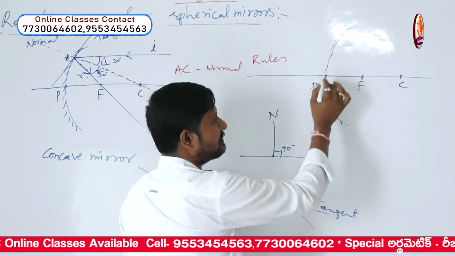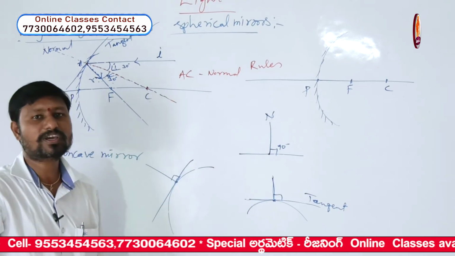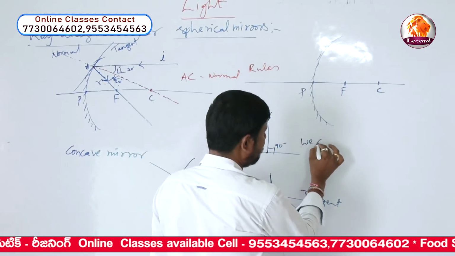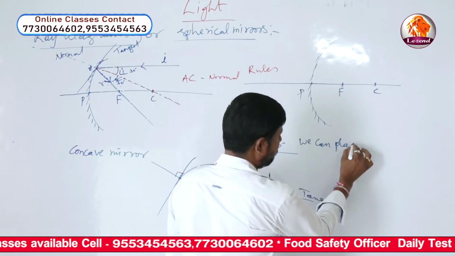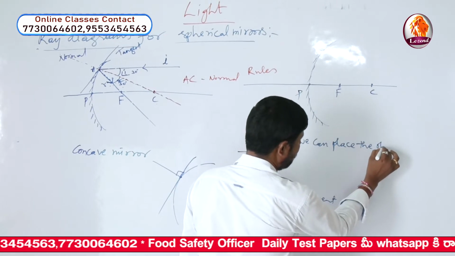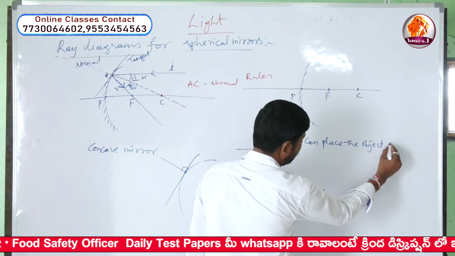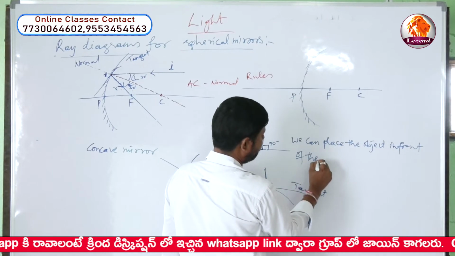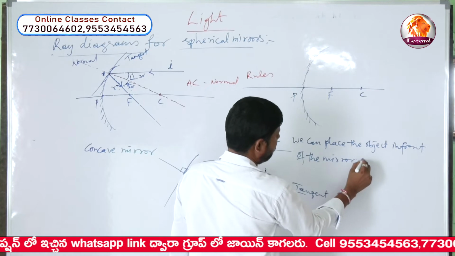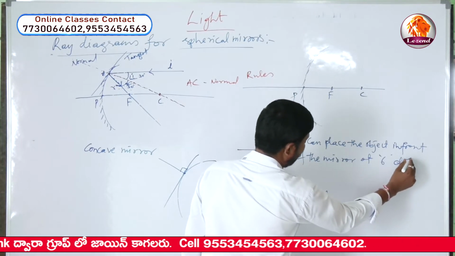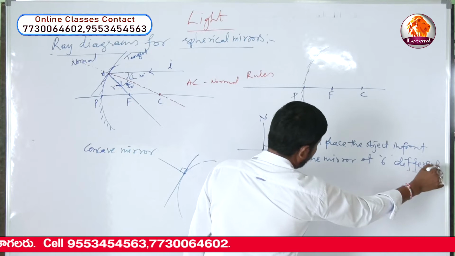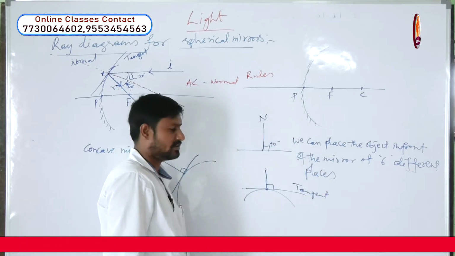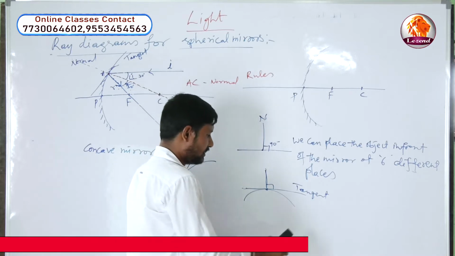And now here, in front of the concave mirror, we can place the object at 6 different places. So we can place the object in front of the mirror at 6 different places. What are those 6 different places? Let us see one by one.